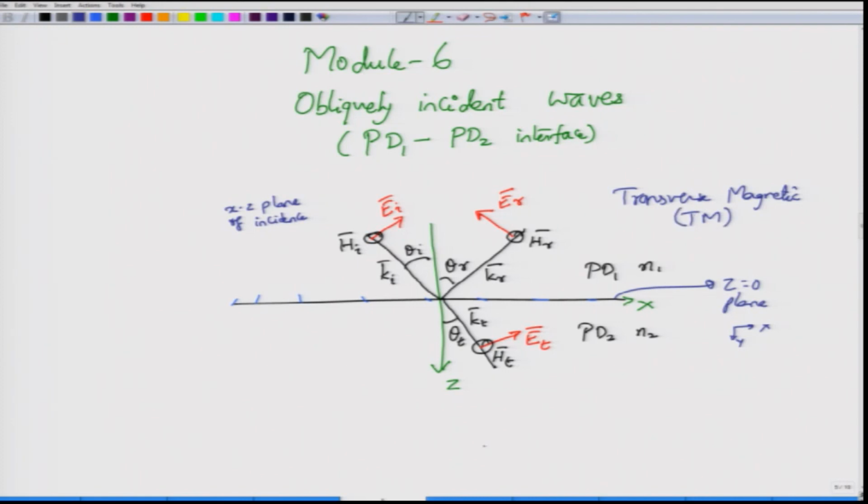This is of course not the only way in which we can orient our field vectors. We can also orient our field vectors in a way that, corresponding to the incident k vector, the magnetic field may lie in the plane of incidence, whereas the electric field may lie in the perpendicular plane. So, this is the case where we have the transverse electric condition. For short we write this as TE waves.